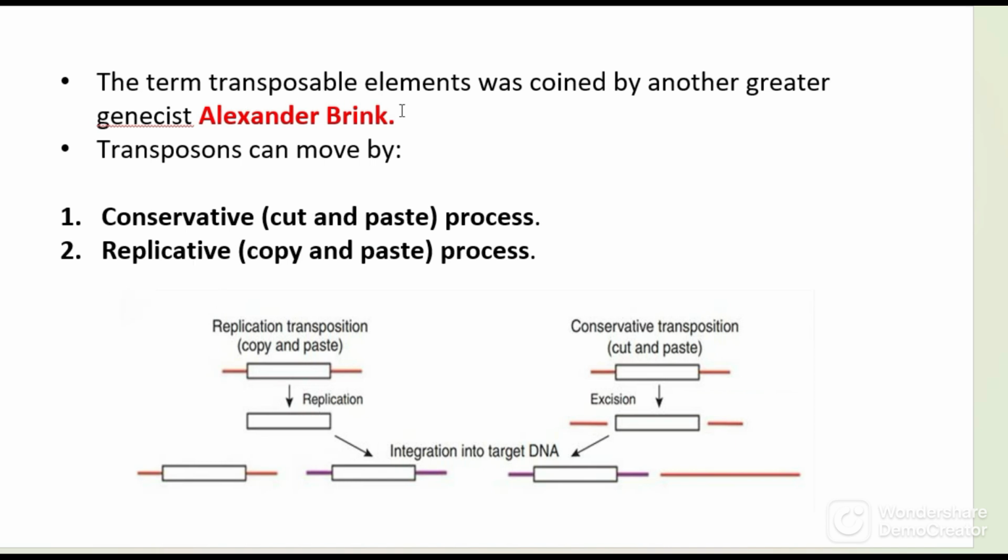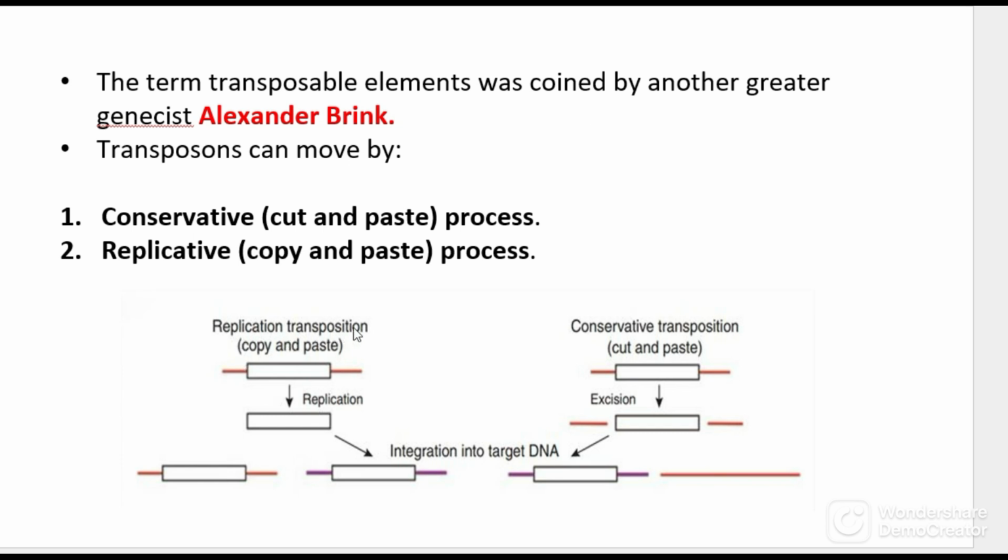The term transposable elements was coined by another great geneticist, Alexander Brink, and based on the movement of these transposons they are classified into conservative process and replicative process. So the method of transposition is classified as conservative process and replicative process, that is cut and paste mechanism and copy and paste mechanism.